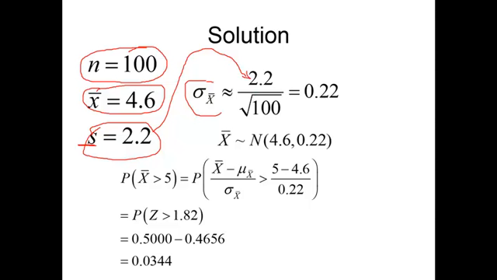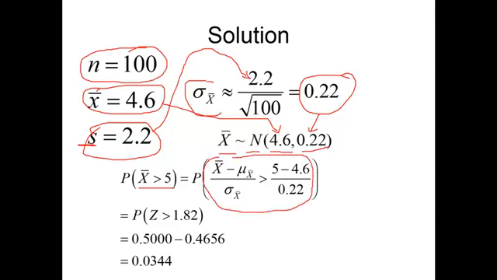And so our standard error of the mean is approximately 2.2 divided by the square root of the sample size, which is 0.22, and so our sample mean is normally distributed with a mean of 4.6 and a standard deviation of 0.22. And so the probability that x bar is greater than 5, well, we take the z-score of everything so we can do the calculation.